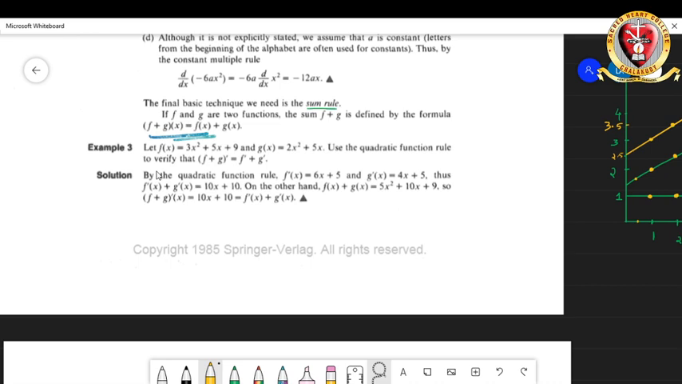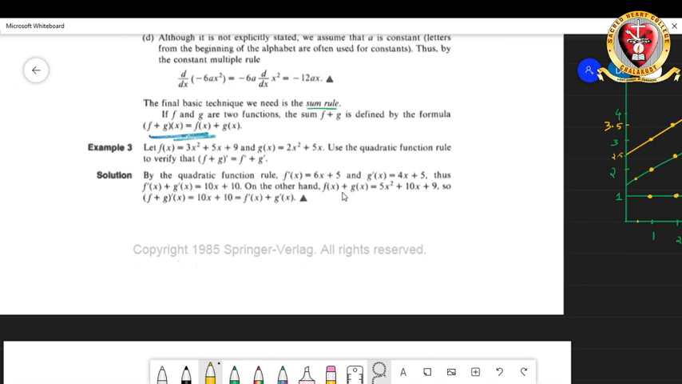Now consider the example 3 where f of x is given to be 3x square plus 5x plus 9 and g of x is equal to 2x square plus 5x. So you have to verify whether the derivative of f plus g is equal to derivative of f plus derivative of g. Okay, so you know that if f of x is this, f dash of x will be 6x plus 5. If g of x is this, g dash of x will be 4x plus 5. So you have f dash of x plus g dash of x is equal to, when you add them up, 6x plus 4x, that will be 10x, then 5 plus 5, you have 10x plus 10.